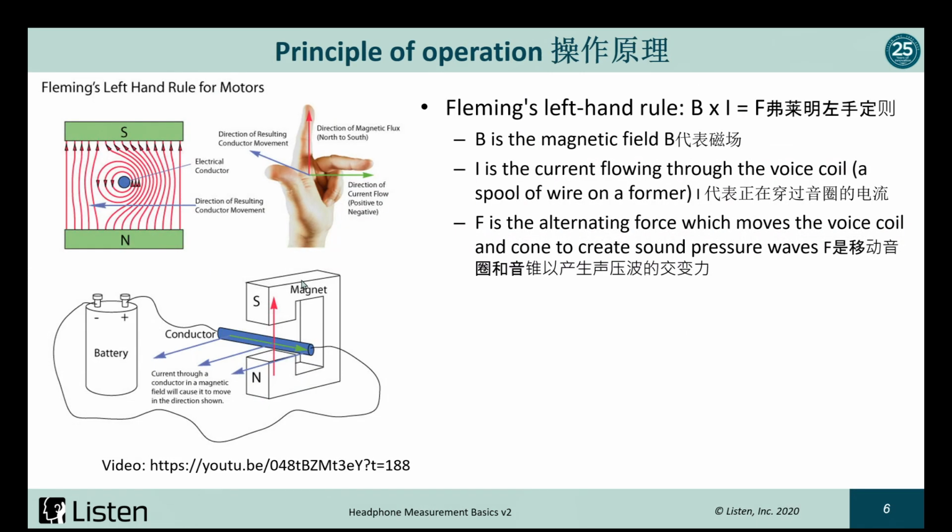So the principle of operation is really very straightforward. It's based on, I don't know how many people studied this in school, Fleming's left-hand rule, which is for motors. And there's also a right-hand rule, which is for things in the opposite direction, like a microphone. Basically, we've got the magnetic field in one direction, current flowing through the voice coil in another direction, and this creates an alternating force, which moves the air or the cone in and out to create sound pressure. I'm not going to show it to you, but I did put a link to a YouTube video if you want to see a dynamic video of the voice coil moving up and down in a loudspeaker.